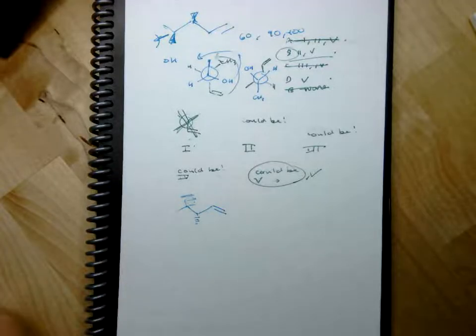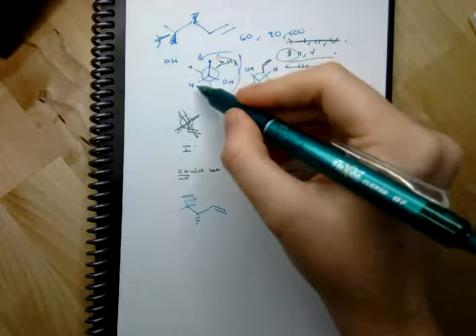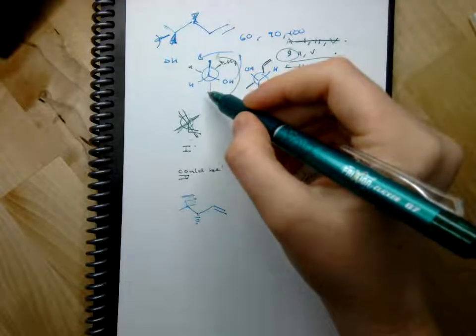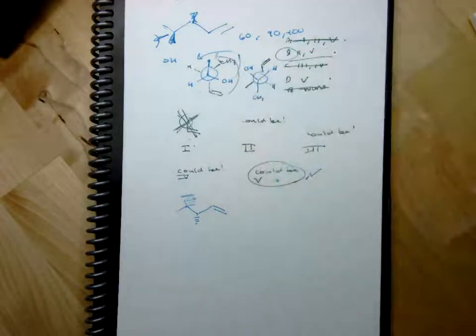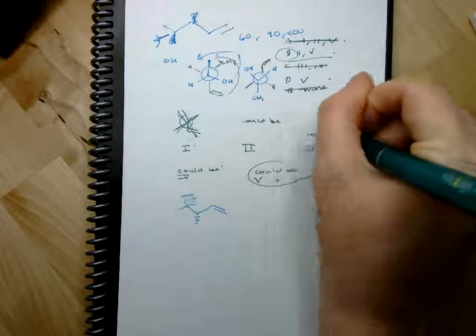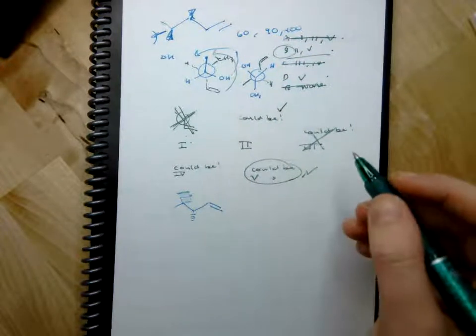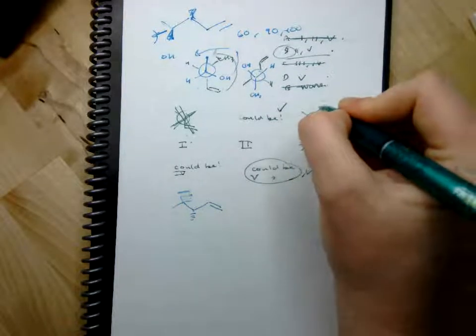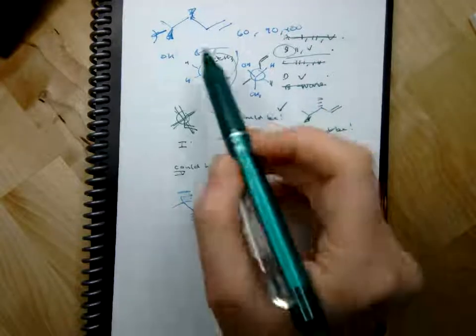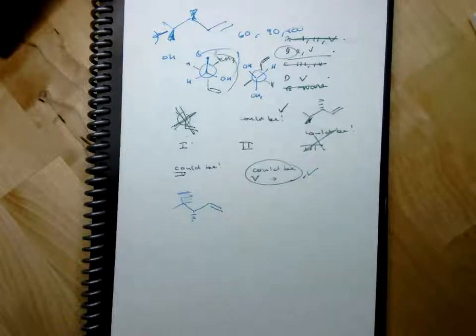For 3, I'm going to look at the front carbon first. It should have alcohol and then CH3 and hydrogen. So the front carbon looks right. But the alcohol and the CH3 are both wedges, which means they need to be on the same side of the molecule. In structure 3, they're not on the same side of the molecule. So basically structure 3 is a diastereomer. Structure 3 represents this molecule instead of that molecule. So it's not the same molecule.